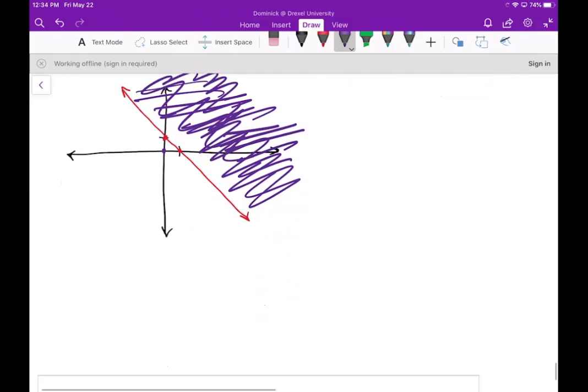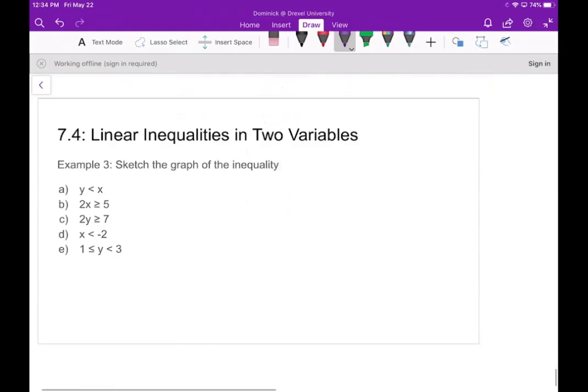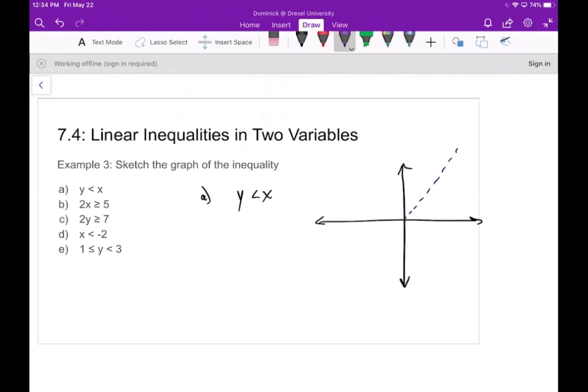Okay, so that's that example. Okay, now a couple more. In part A, we're going to see an example of when we couldn't use 0, 0, right? So y less than x is already in slope-intercept form. If we just graph the line y equals x, of course, it's a dashed line, so we're going to have something like this.